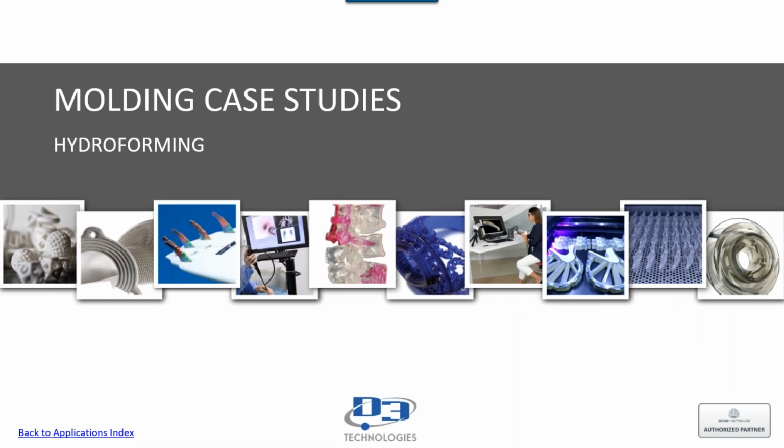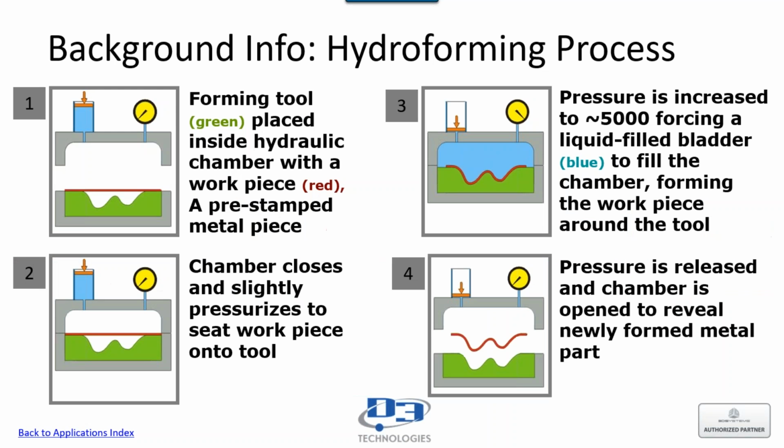So I want to go into a little bit with hydroforming and just talk about that briefly. For those of you that don't know much about hydroforming, this is the process that you go through: a forming tool is placed inside a hydraulic chamber with a workpiece and then a pre-stamped metal piece. The chamber closes, creates slight pressure, and then the pressure is increased to about 5,000 psi, forcing a liquid-filled bladder, and then the pressure is released to reveal the formed metal part.